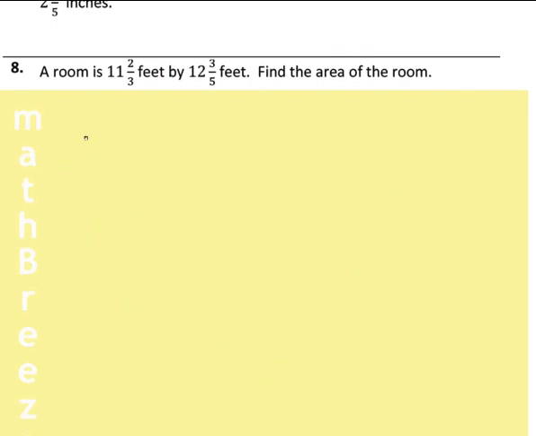Okay, number 8, we have a room that is 11 2/3 feet by 12 3/5 feet. Find the area of the room. So again, we have area. Area is equal to length times width. So in our case, we're going to multiply 11 2/3 by 12 3/5.